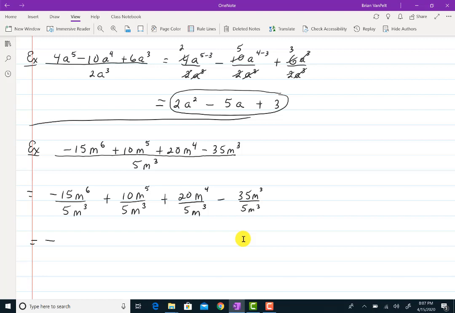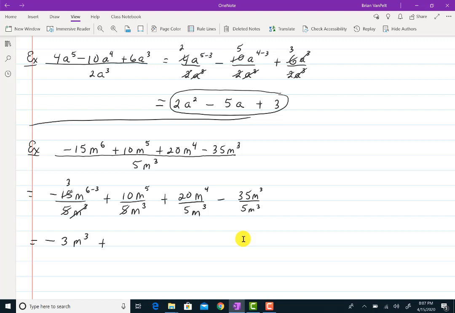For the first part, I know I'm going to have a minus, so I'll put it down. 5 goes into 15 3 times, and m cubed goes completely into the m to the sixth, so I'll subtract the exponent. So for this piece, I have negative 3m cubed.